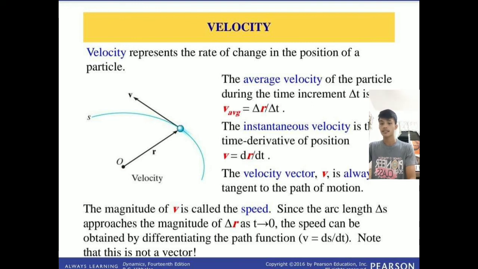Since the arc length Δs approaches the magnitude of Δr as Δt approaches 0, the speed can be obtained by differentiating the path function. v = ds/dt.